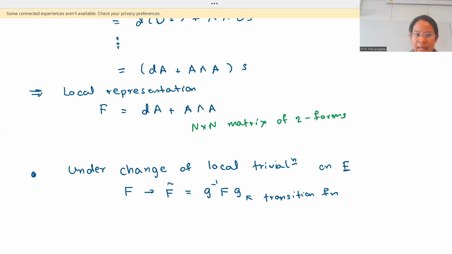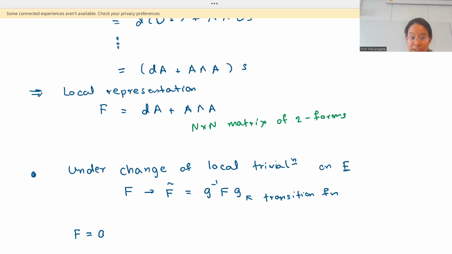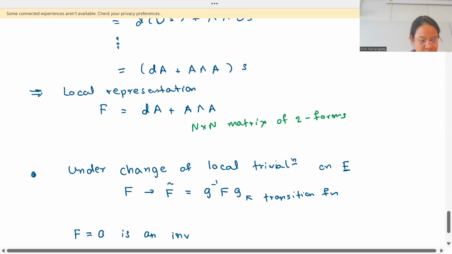Okay. And an important thing about this is again that the condition F equals 0 is invariant under gauge transformation. So it is a well-defined condition. So it is an invariant condition.